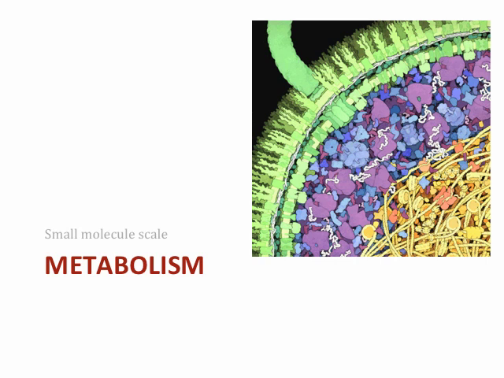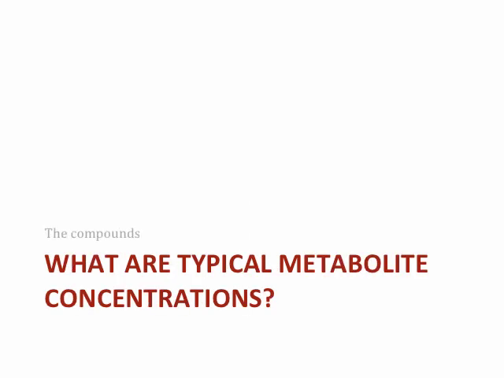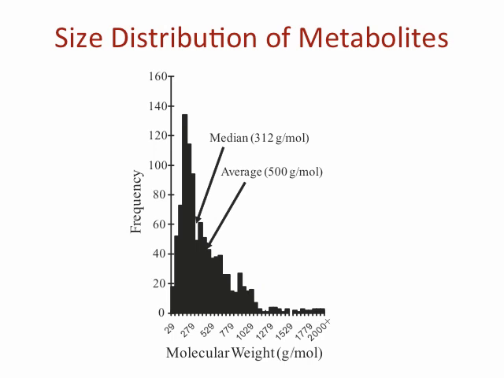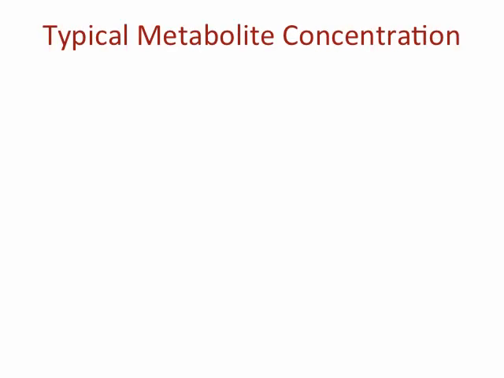The first question we'd like to look at is what are typical metabolite concentrations in E. coli. Here's a histogram of the molecular weights of the known metabolites in E. coli, about 1,200 of them. The median is about 300 grams per mole. We can use that number and other assumptions to calculate the average concentration.